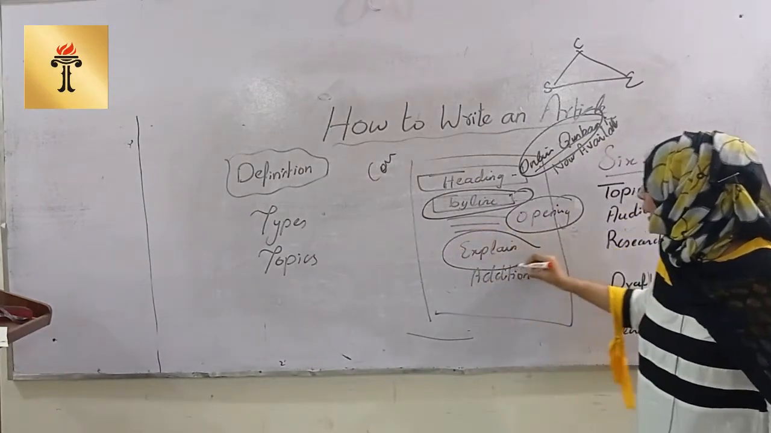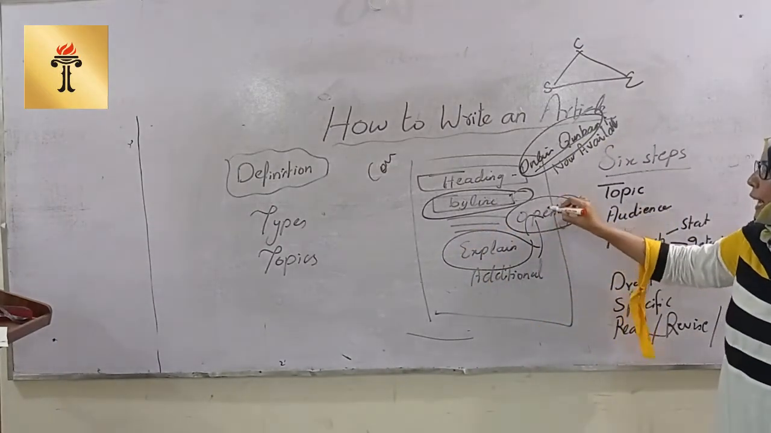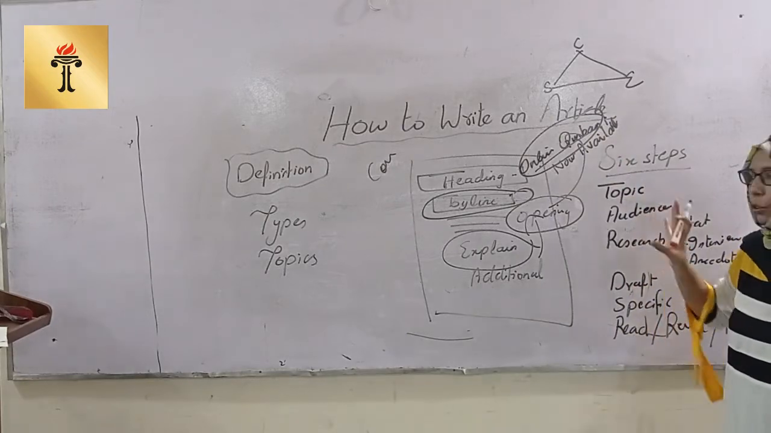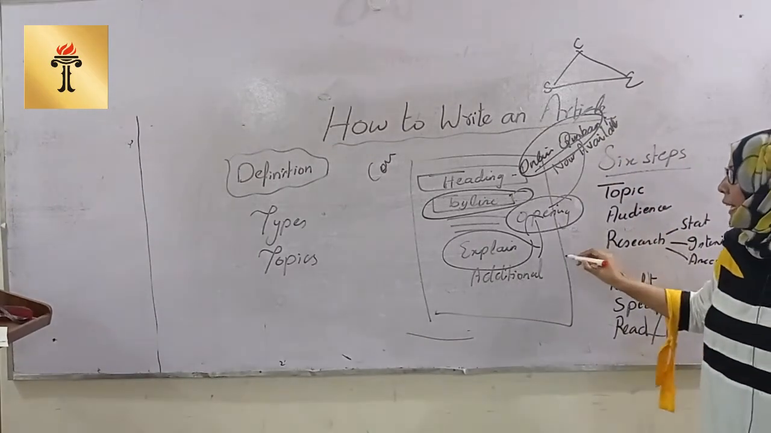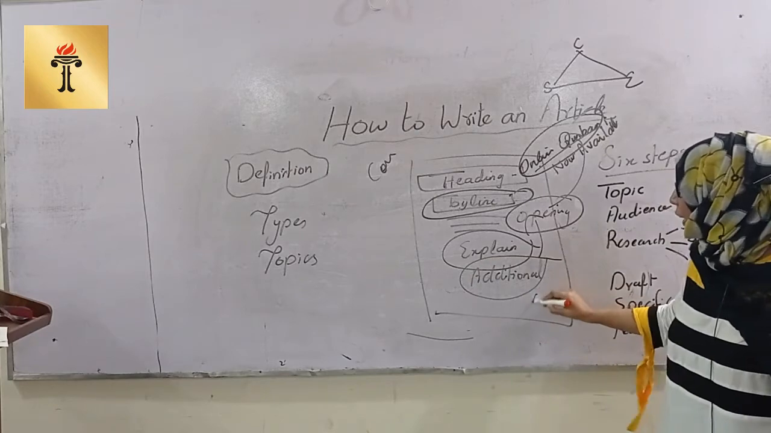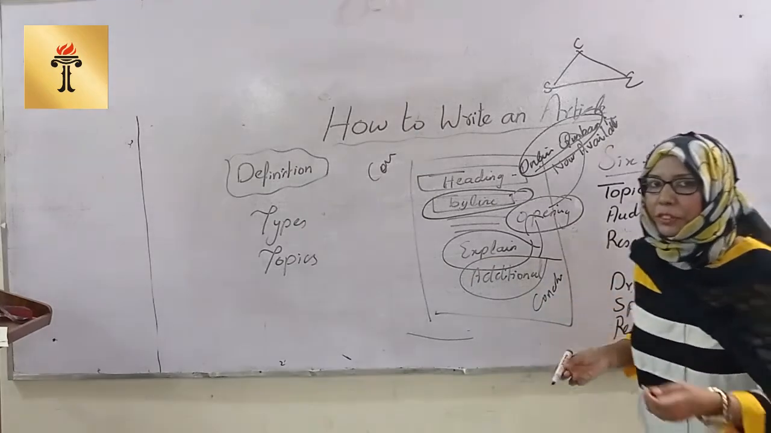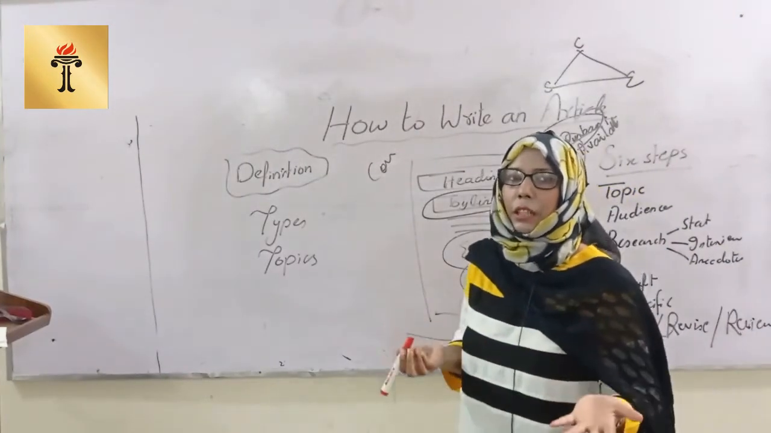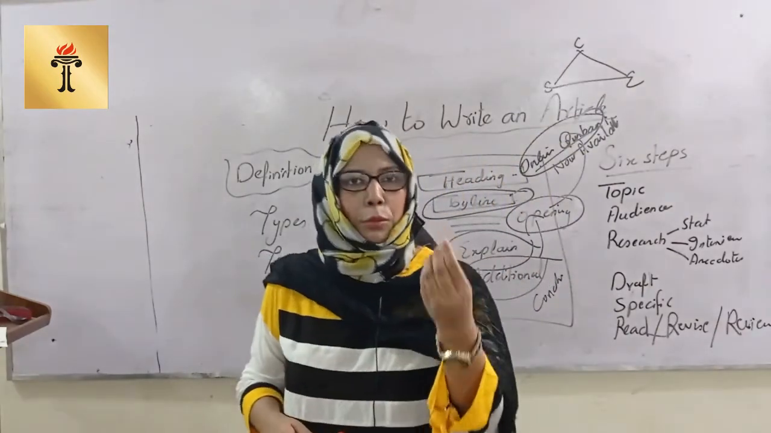Here comes the explanation about the opening and the topic which you have suggested to write up. And then there will be the additional information, and the conclusion must come with some suggestion. You cannot suddenly conclude your article; there must be some good suggestions.